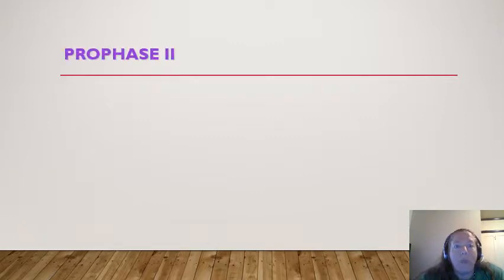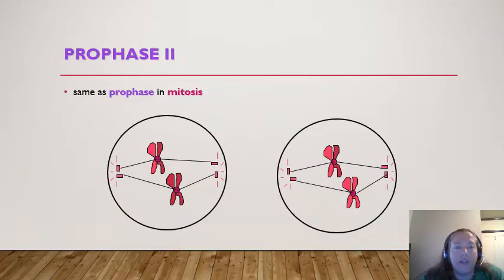So, the first one is going to be prophase 2. In prophase 2, it is identical to prophase in mitosis. So you see the spindle fibers are starting to appear, the centrioles are on the ends of the spindle fibers, and the chromosomes are starting to attach to those spindle fibers.